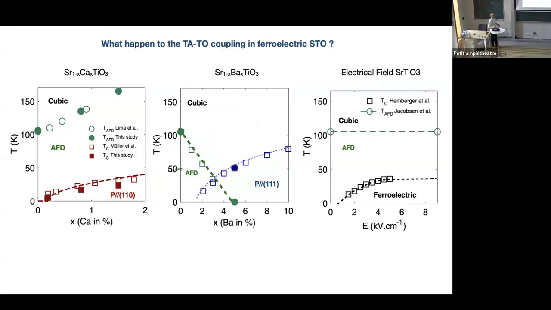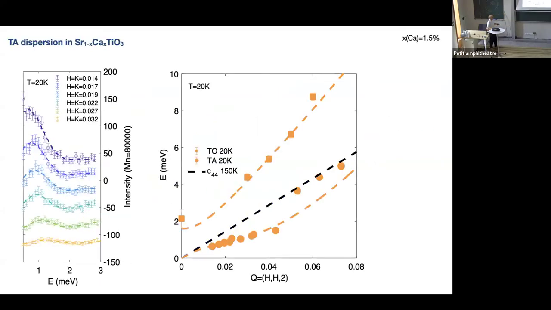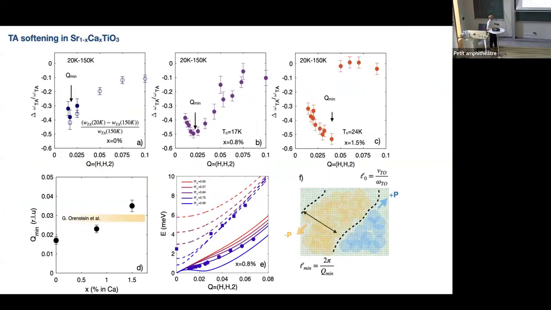As you may remember, there are several ways to tune STO into a ferroelectric state. You can dope with calcium, you can dope with barium, or apply an electrical field. Maybe we go directly to the result. This is our study under calcium concentration. And so the system becomes ferroelectric.